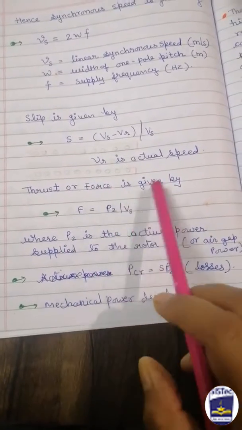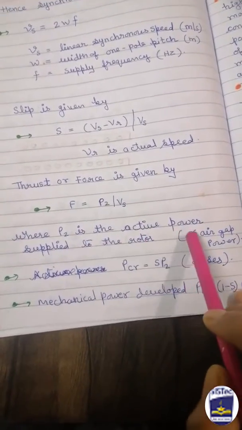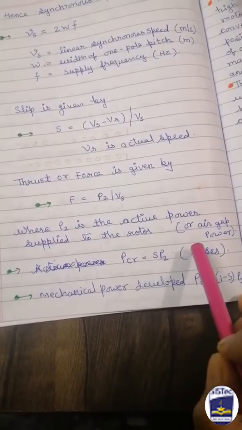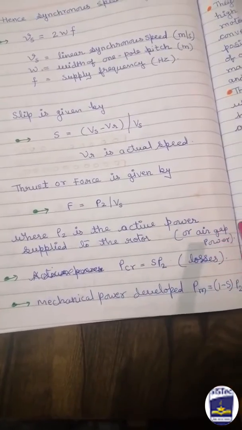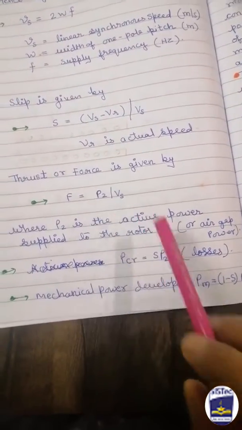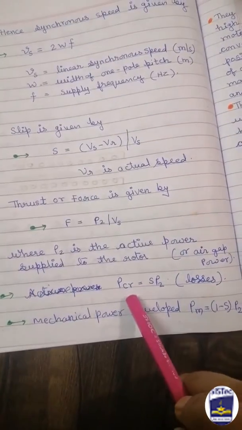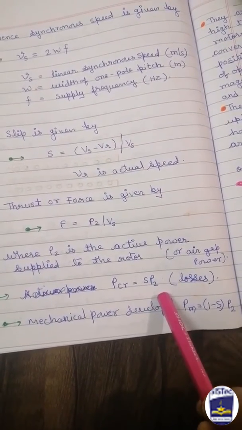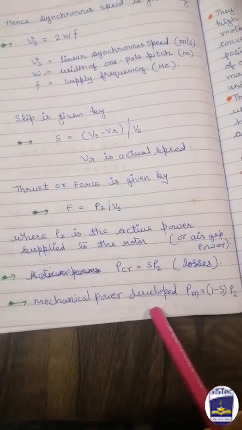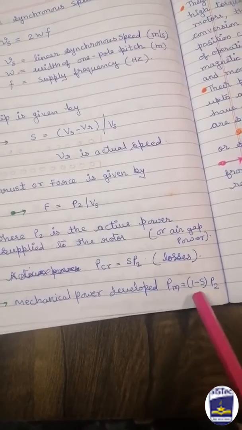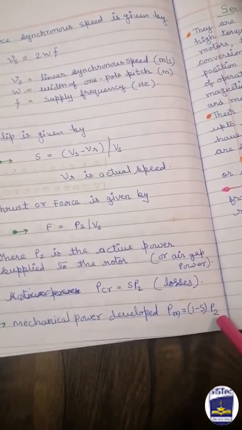Thrust or force can be given by P2/Vs. And what is P2? P2 is the active power supplied to the rotor, which in the three-phase induction motor we know as the air gap power Pg, but here it is given by P2. And the copper losses are given by S into P2, as in the three-phase induction motor we have S into Pg. The mechanical power developed, Pm, is given by (1 - S) into P2, as we have (1 - S) into Pg in the three-phase induction motor.